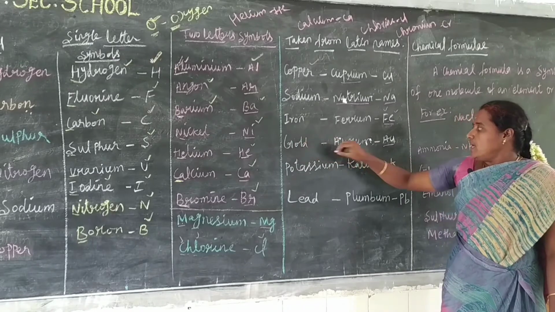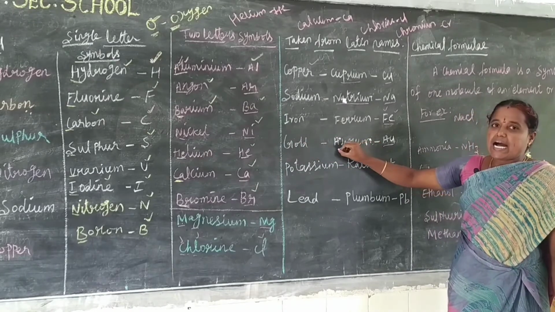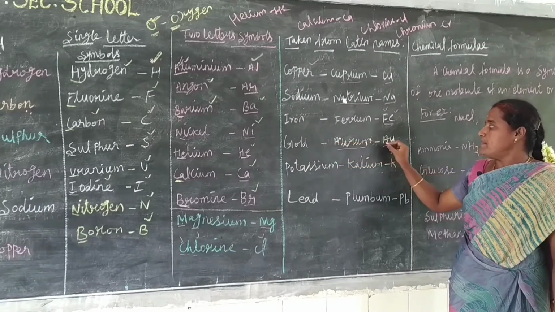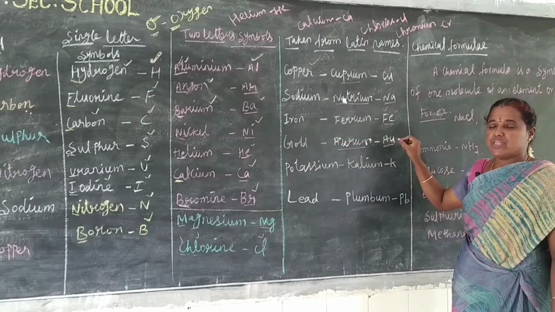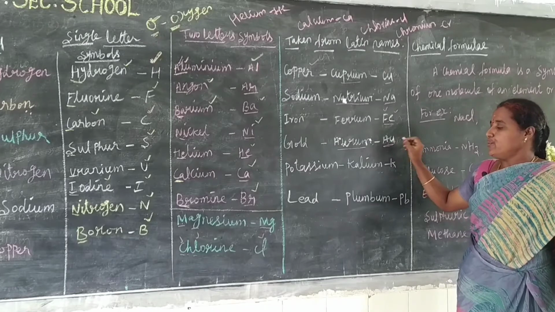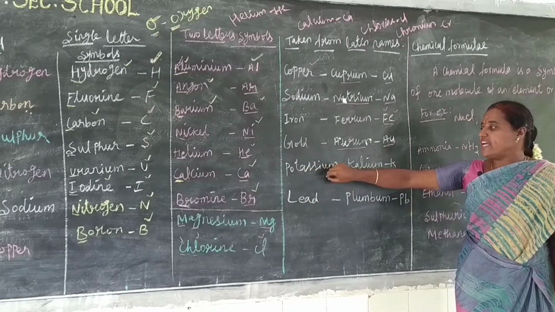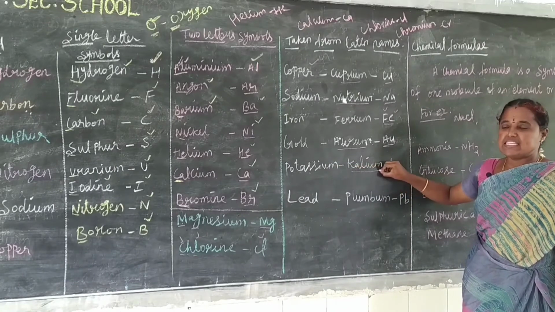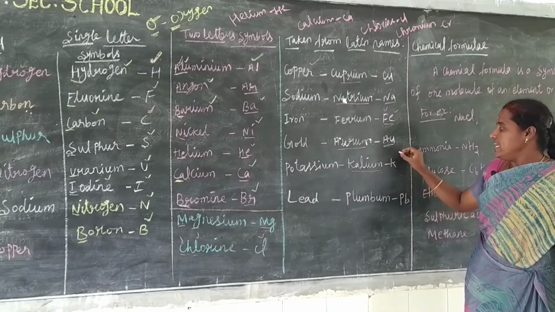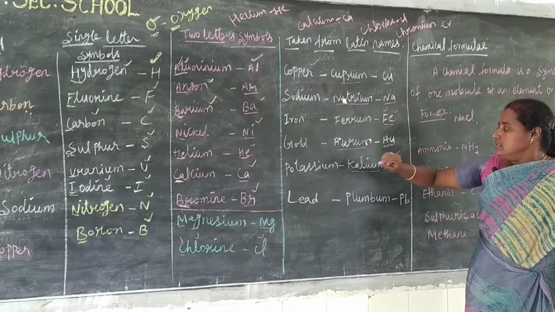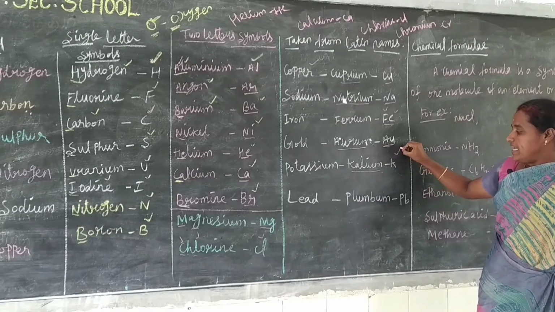Next, we already know that the Latin name for gold is aurum. The symbol is Au. Next one is potassium. The Latin name for potassium is kalium. The symbol is capital K.